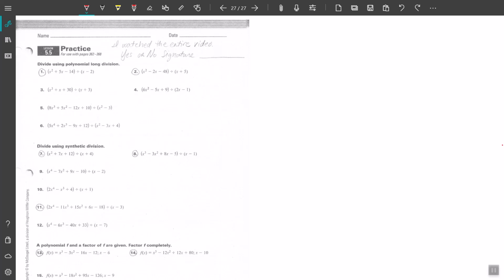All right, so we're going to start this section off with polynomial long division. And this is very similar to long division that you would do with numbers. We're going to set it up the same way.